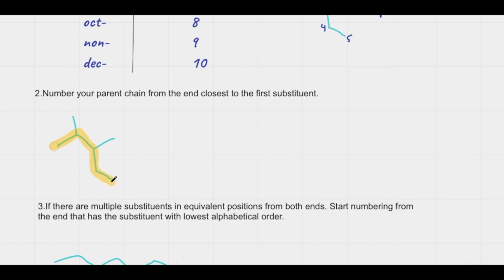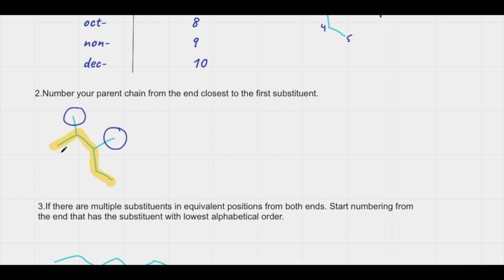So my parent chain is here. And so where are my substituents? That's groups that are coming off of the parent chain. So this must be one and this must be another one. It says that we have to number from the end closest to the first substituent.